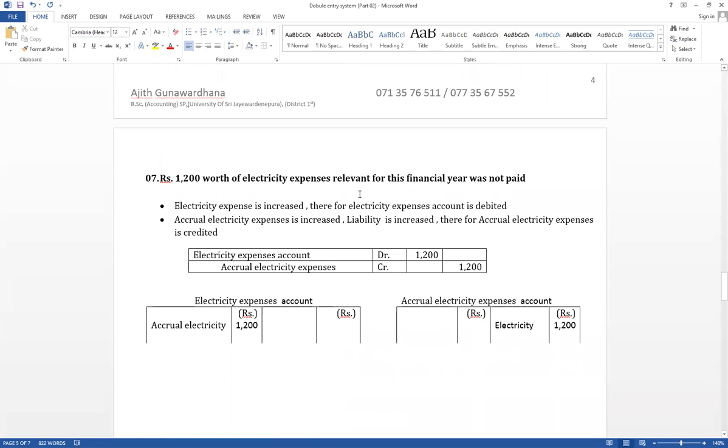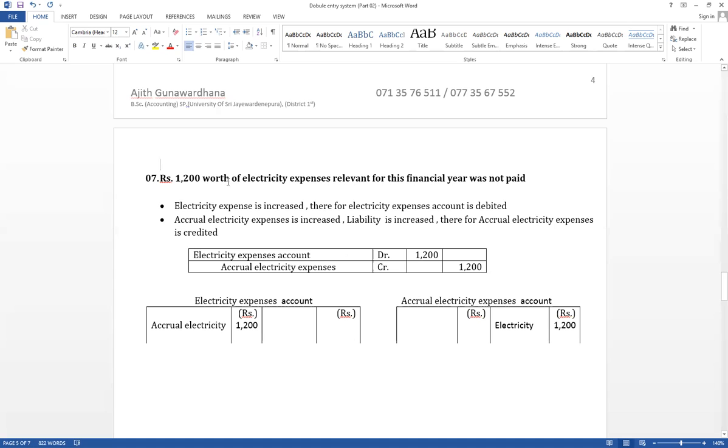Not paid means accrual expense. Accrual expense means liability. Electricity expense payable. Accrual electricity, that is a liability. Therefore, expense increase, liability increase. Accrual electricity is liability increase. Electricity expense is expense increase. Therefore, liability account credit, expense account debit. Electricity expense account debit, accrual electricity account credit.